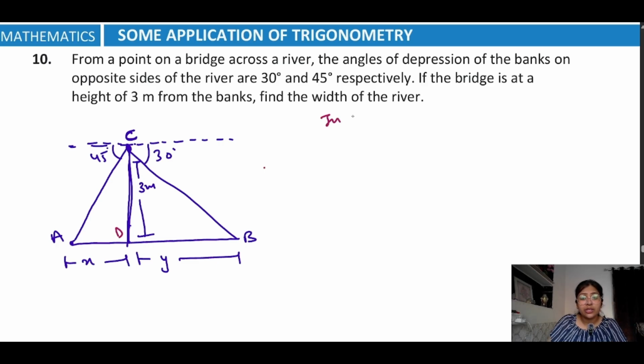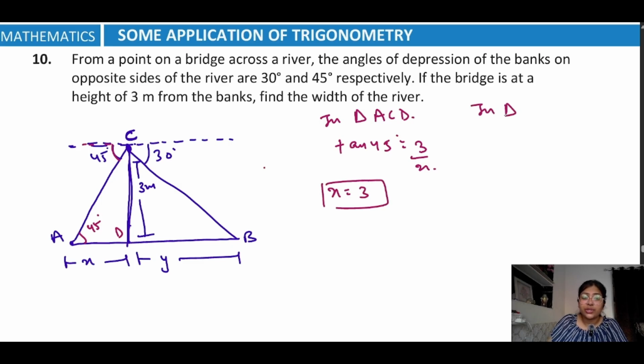Again, in triangle ACD, you know this angle is equal to this angle. Why? Because this is the horizontal level from the point C and this is the ground level, that is also the horizontal level. These lines are parallel. AC acts as a transversal, so this angle is equal to this angle by alternate interior angles. So in triangle ACD, tan 45 is equals to x over y. So the value of x is 3.